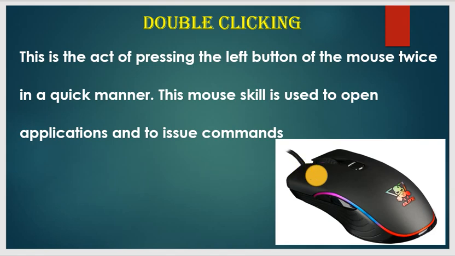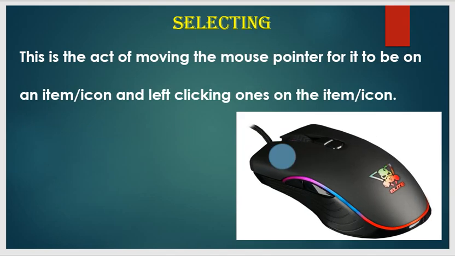And the next one, we have what we call selecting. This is one of the mouse skills that involves moving the mouse pointer for it to be on an icon or any item on the computer and left clicking once on that particular item or icon. So when you are able to move the cursor onto an icon and you press the left button once and release it, that icon will be highlighted. And that's what we call selecting. So selecting means pressing on an icon with the left button once and releasing the left button.